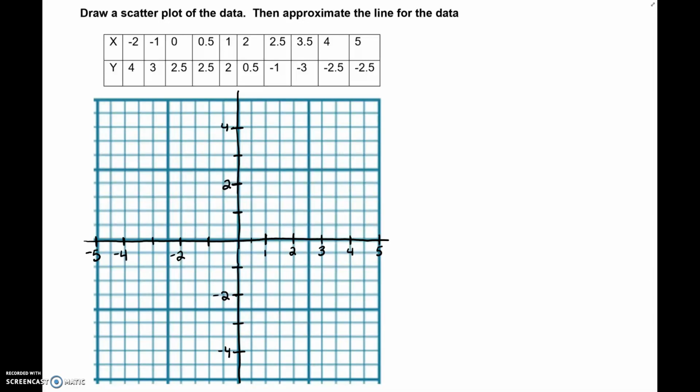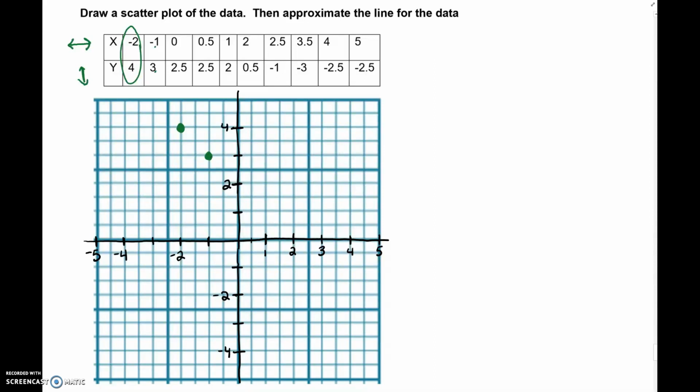Now let's plot the points that we have. So plot the points carefully. If you need to, pause the video and then get the points plotted so that you're not getting behind. So the first point is -2, 4. That means 2 to the left, up 4. That would be that point right there. Remember, your x values, you move side to side. Your y values, you move up and down. The point -1, 3: 1 to the left, up 3.